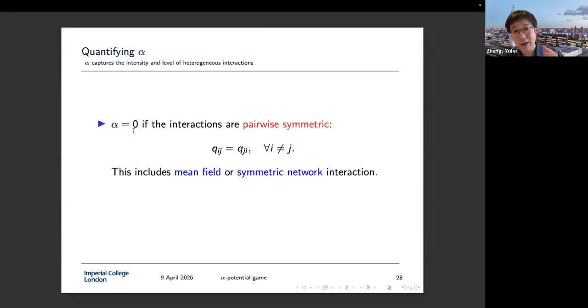Of course, this includes the mean field case, in the case that all the Qij are identical. It also includes any symmetric network case. In particular, it includes the graphon interaction, where it is typically assumed that the interaction is given by some dense symmetric network.